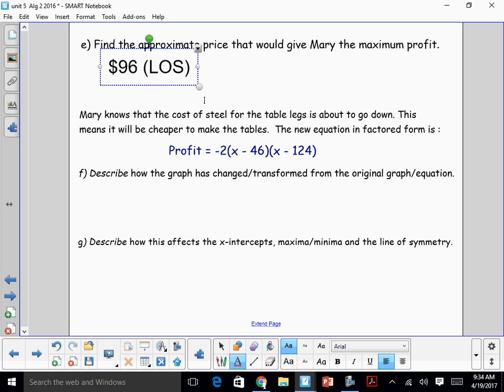Something changed. It says that Mary knows that the cost of steel for table legs is about to go down. This means it will be cheaper for her to make tables. The new equation is this. In other words, things are looking up for Thomas. Instead of having to pay $2.50 to the guy who's making them, he got a new guy who can do it for just $1. Now, at $1, I can keep still selling for the same price.